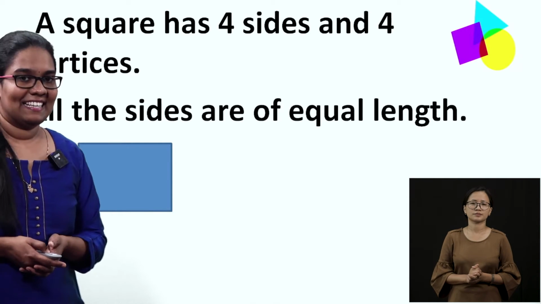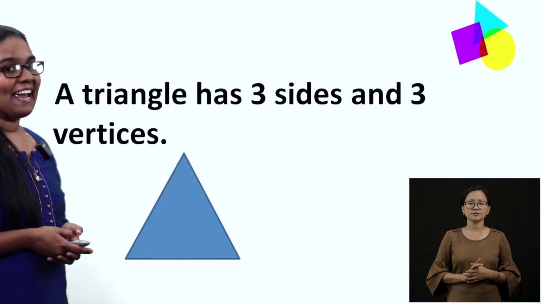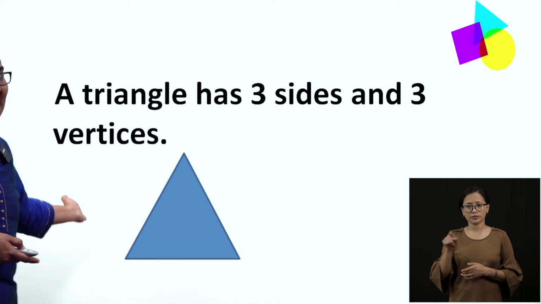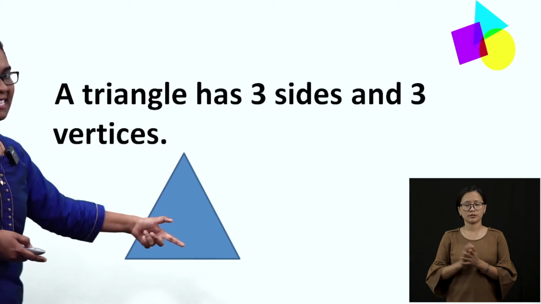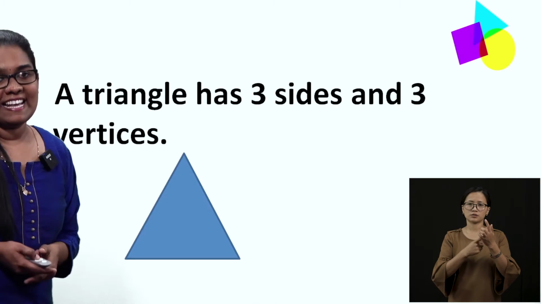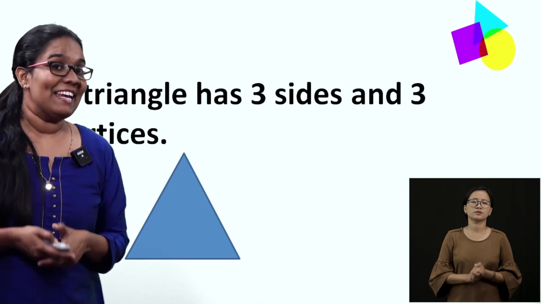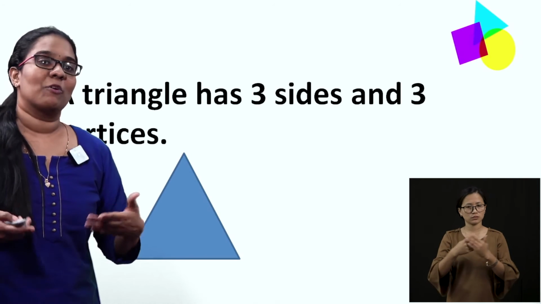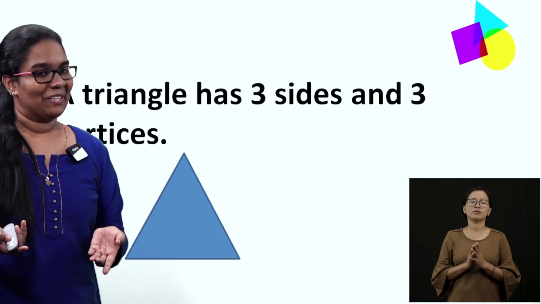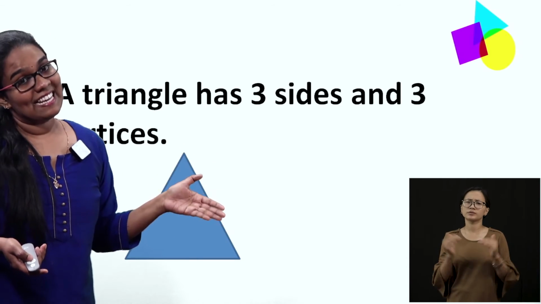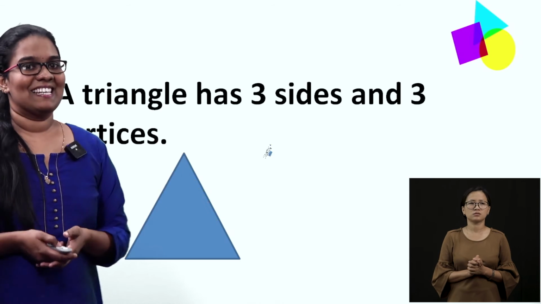Is it clear? Yes. Then, a triangle has 3 sides and 3 vertices. All the sides may or may not be equal in length. Okay, a triangle has 3 sides and 3 vertices.